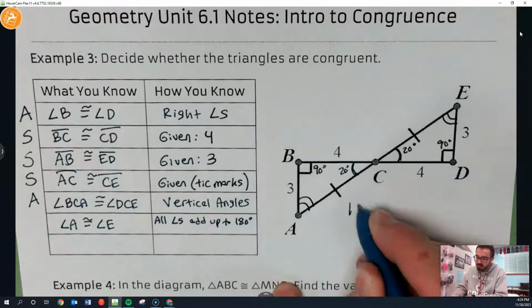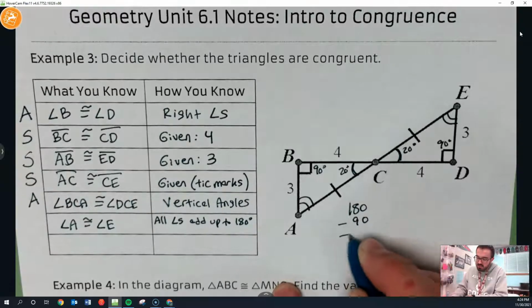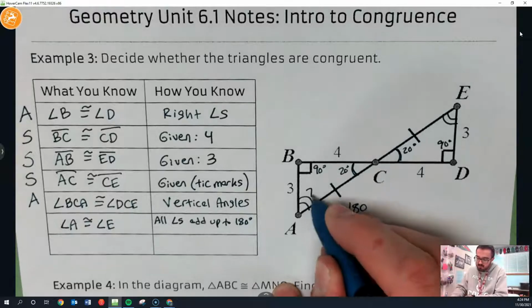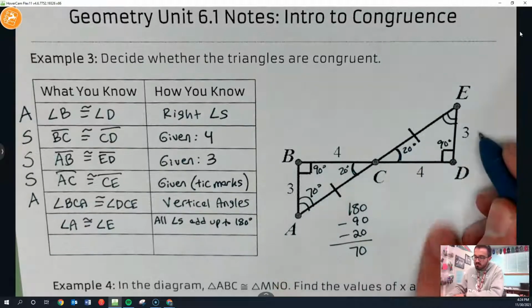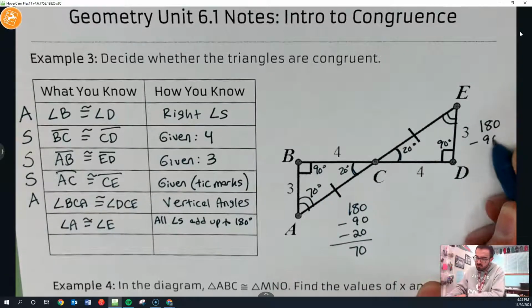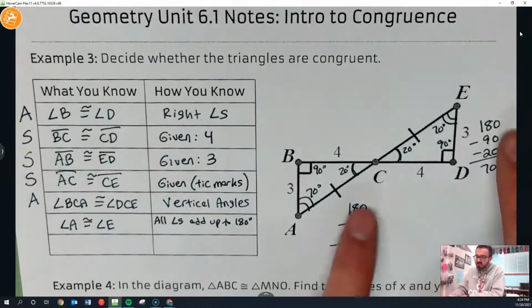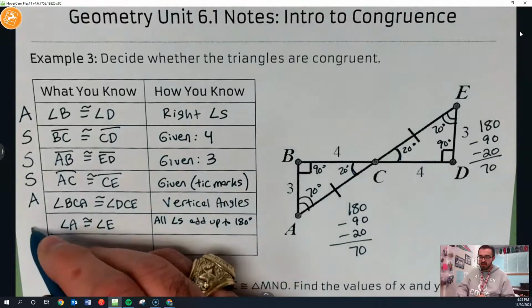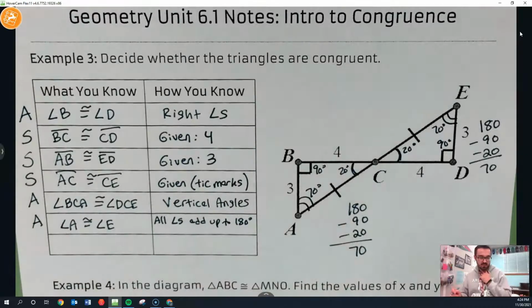Well, we subtract from 180, right? 180 minus 90 minus 20, because all my angles add up to 180. You give me 70. So this would be 70 degrees. And wouldn't we end up doing the same math over here? So this would also be 70 degrees. So because the angles in triangles both add up to 180 every time, we can know that that angle is congruent as well.